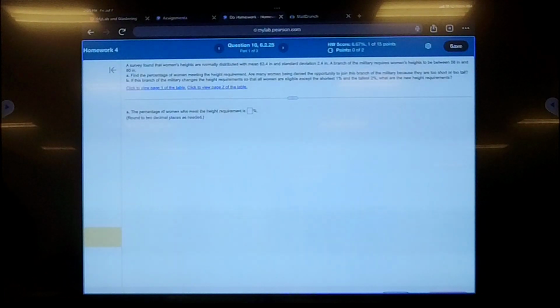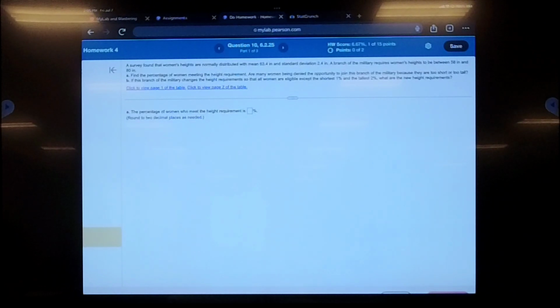Part A, they go on to say that the requirement is that you must be between 58 and 80 inches tall. If you're too tall, you won't fit in the helicopter, and if you're too short, you can't reach the pedals. So, Part A: find the percentage of women meeting the height requirement.